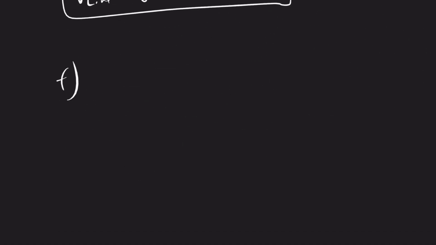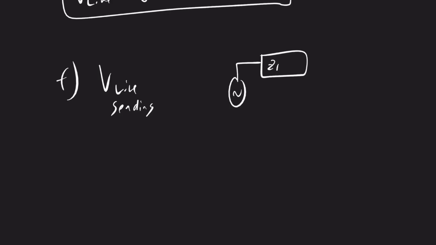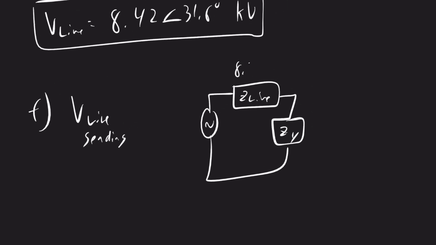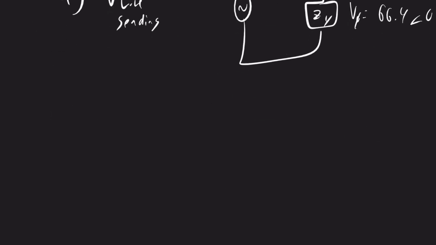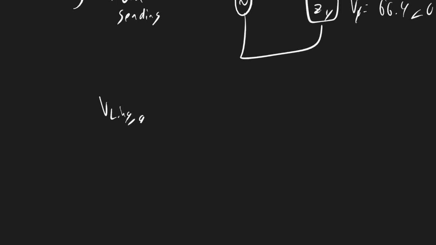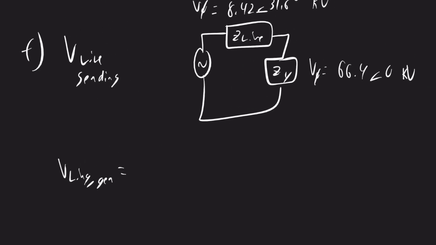And lastly, for part F, we want the V line of the sending side, so the generator. Well, if I draw this schematic again, we'll have the line impedance in series with the load. This line impedance had a voltage drop of 8.42 with an angle of 31.6 degrees kV, and the phase voltage of the load was 66.4 with 0 degrees kV. So if we want to find the V line of the generator, we can just add these two values. We'll have V phase of the line plus V phase of the load. And we want the line voltage, so we're just going to multiply this by the square root of 3.